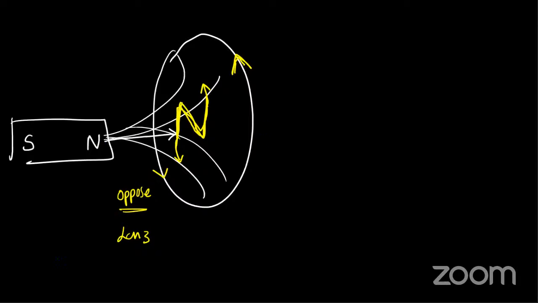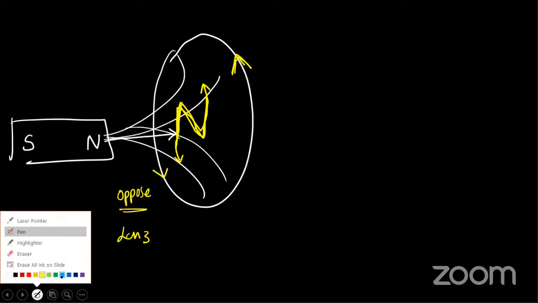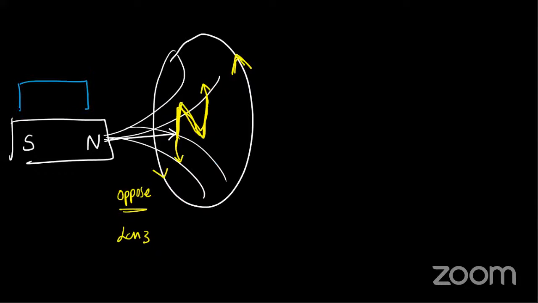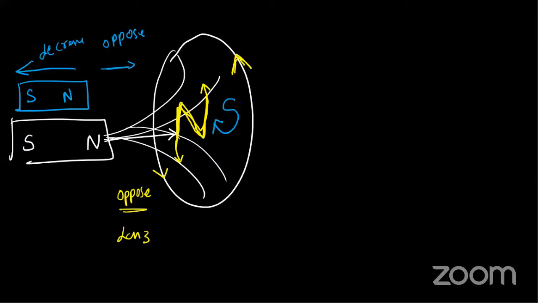Cool, right? In the next case, if I take the magnet outside, the field will be decreasing. What will this current do? Again, it has to oppose the change. The flux is decreasing, so it has to oppose and increase it. So it will try to attract. While attracting, it will create a south pole here, so that the current will be flowing in clockwise direction. Cool. That is what Lenz's law is.